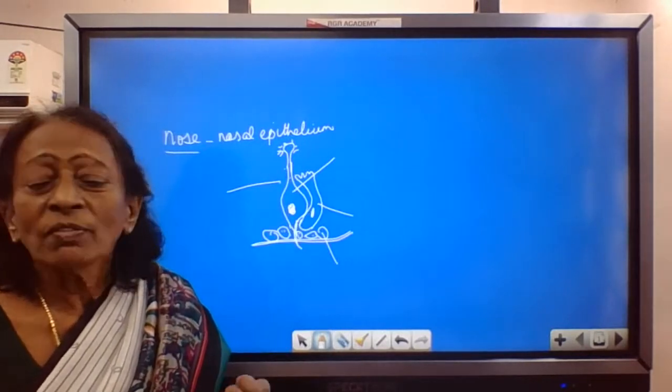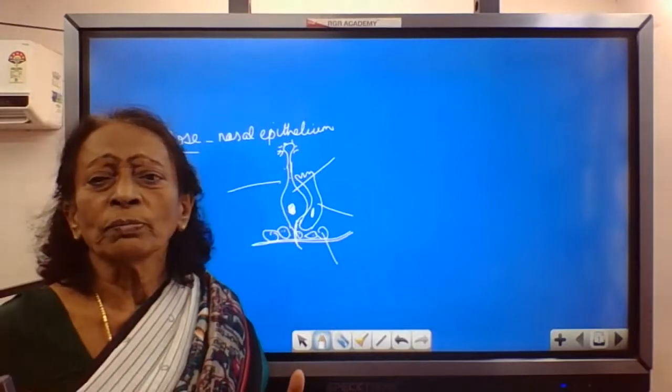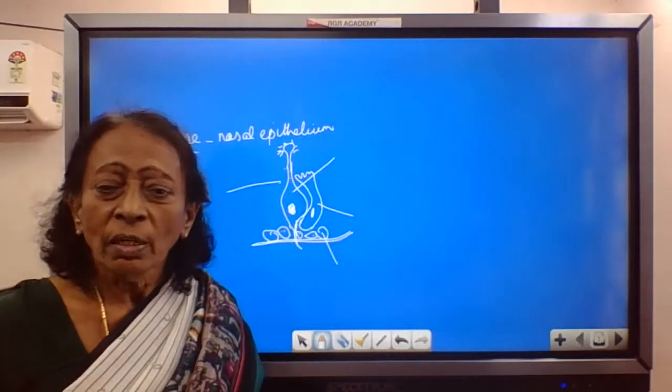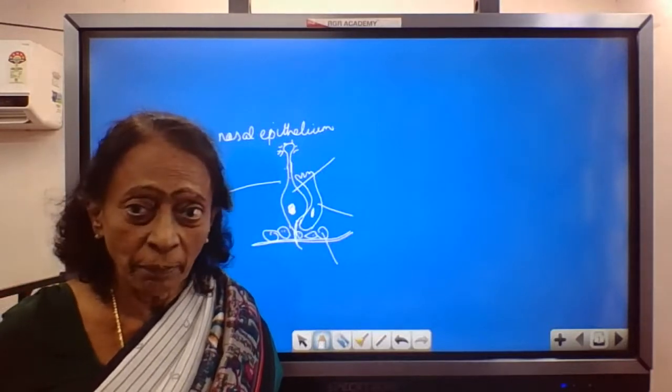A simple example of nasal accommodation: when you spray perfume around yourself, the first time you will find the smell. But when you go out, you won't feel the smell on your body, but outsiders can feel the smell on your body.